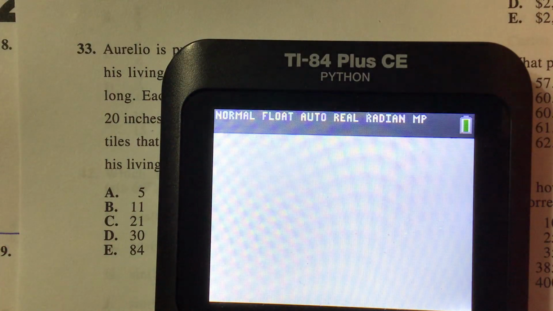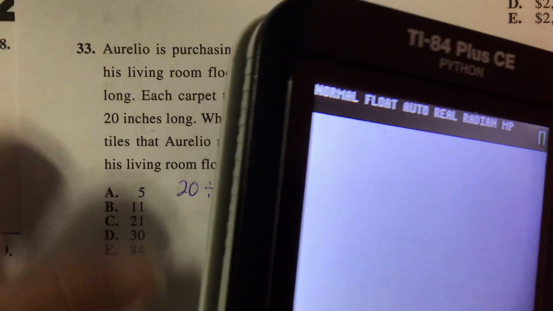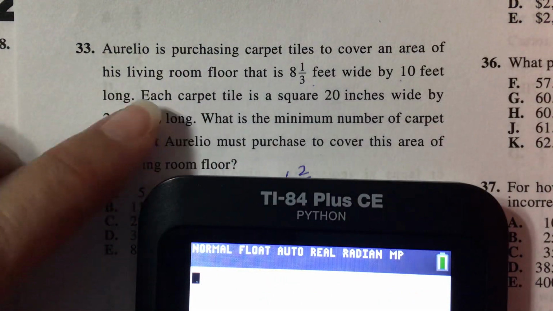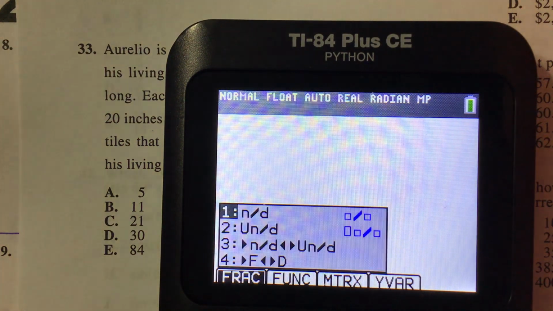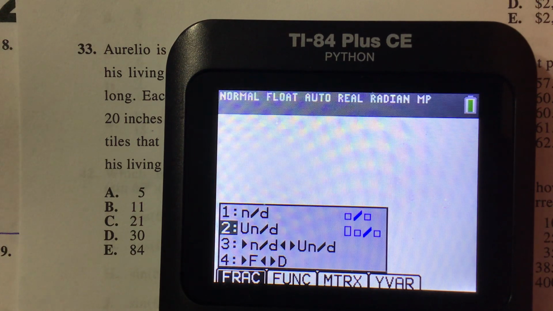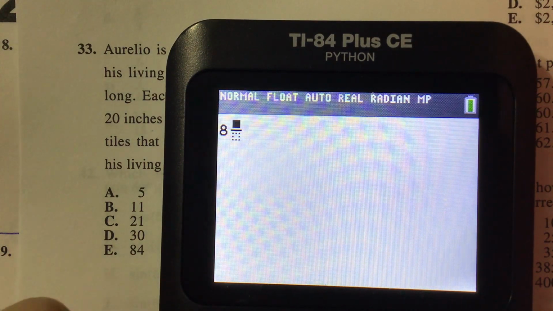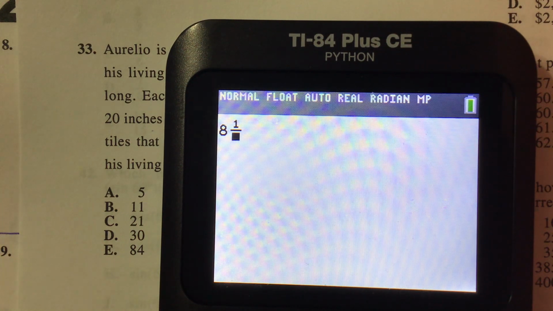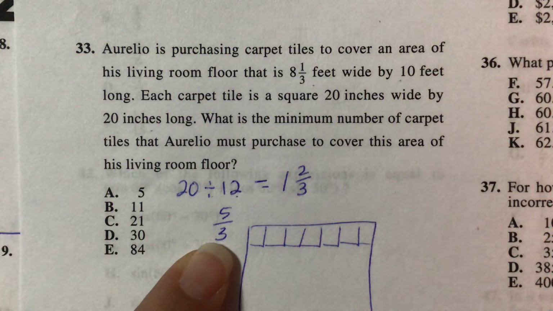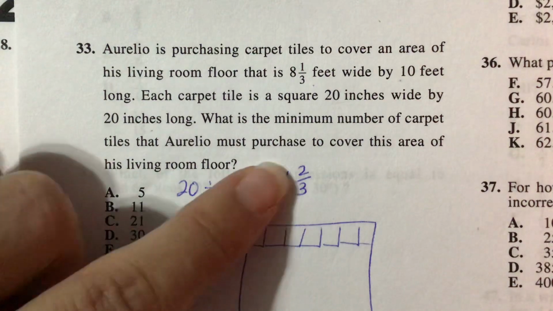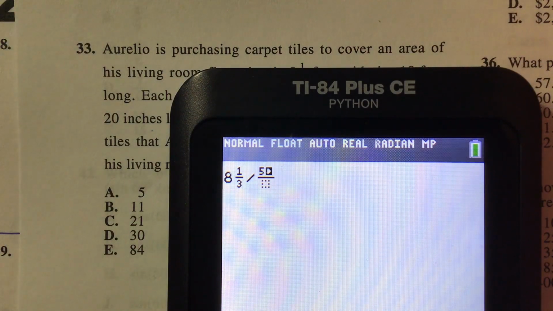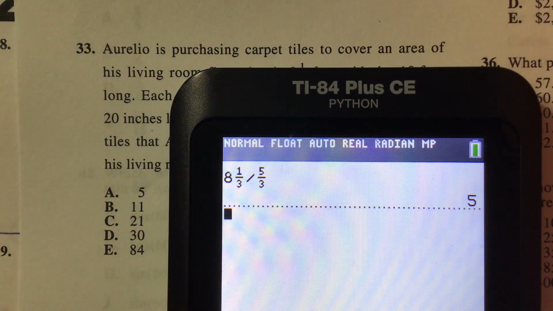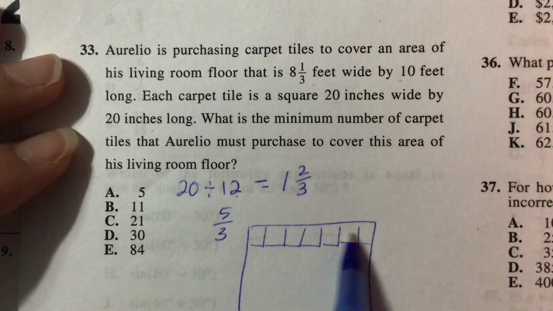So we have 8 1/3. If you don't know how to enter that on your calculator, you can hit alpha y equals, and you can do it like this. So 8 1/3, and I need to divide that by the length of one carpet square, which we know is 5/3, or 1 2/3, either way. So 5 divided by 3, and that gives me 5. So I need 5 tiles across.